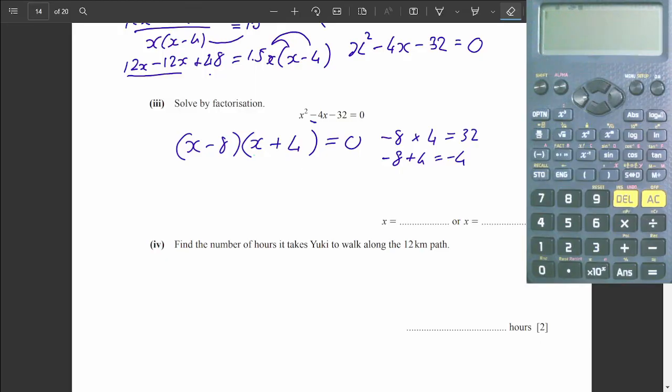Right, now that's the factorization part done. Now we need to do the solve part. Okay, we can put each of these brackets equal to 0.